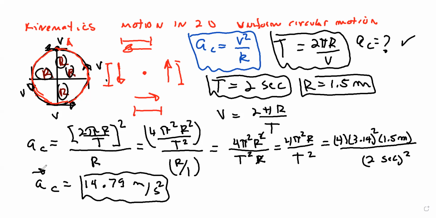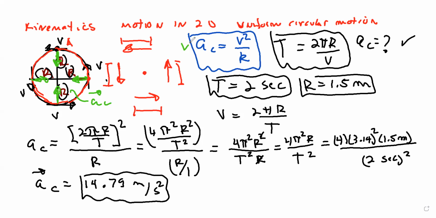It's a vector, and it's going to be pointing towards the center all the time. Let me get a better color. Let's use green. Centripetal means towards the center. So it's going to be pointing this way, towards the center, right there. And that green vector is your centripetal acceleration. And you have this formula to calculate it.